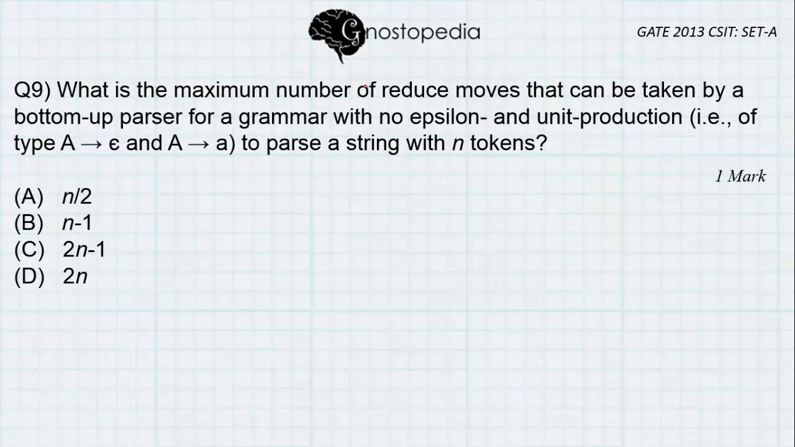What is the maximum number of reduced moves that can be taken by a bottom-up parser for a grammar with no epsilon and unit production to parse a string with n tokens? Now, epsilon productions are of the form A gives epsilon and unit productions are of the form... wait a minute, this is not how a unit production looks like.